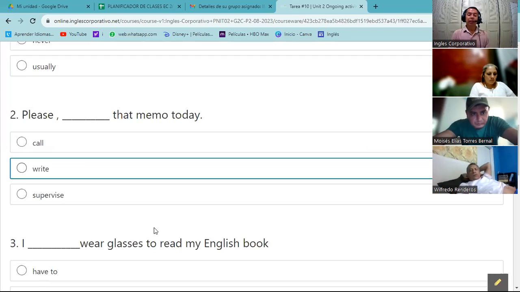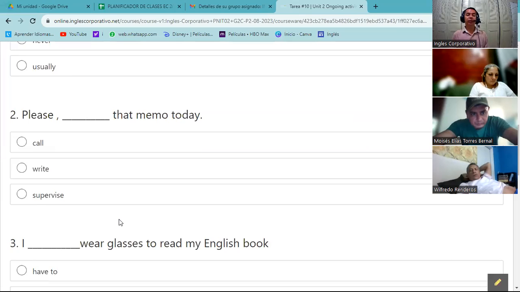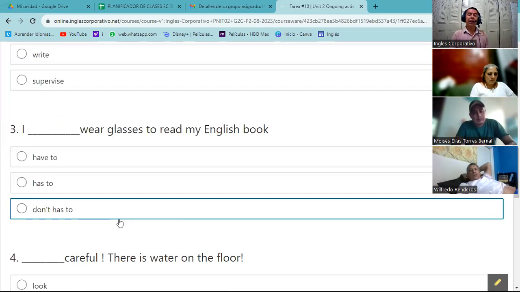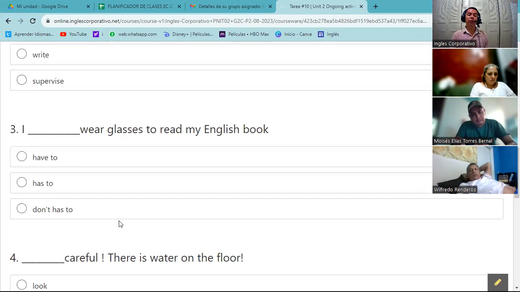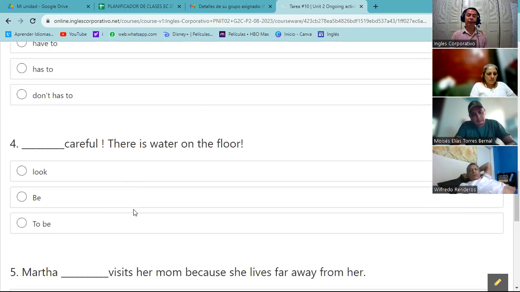Easy, right? Now please call that memo today, write that memo today, or supervise the memo today. Llamar el memo, escribir el memo o supervisar el memo. What do you say, right? I have to wear, I has to wear, or I don't has to wear glasses. Look careful, be careful, to be careful. There is water on the floor, right?